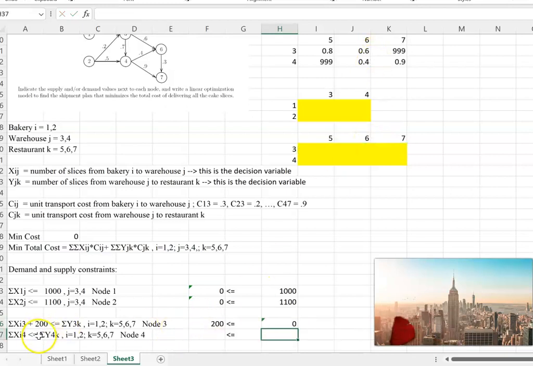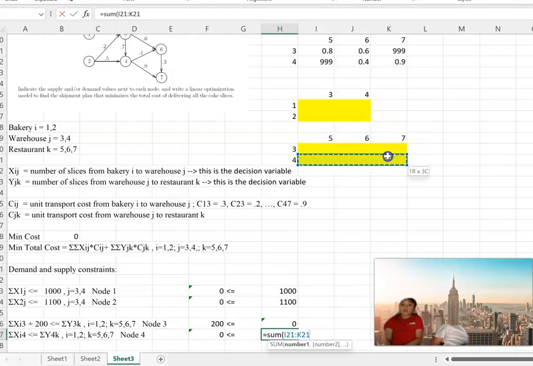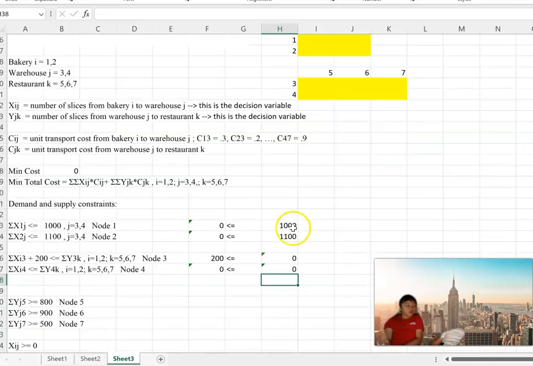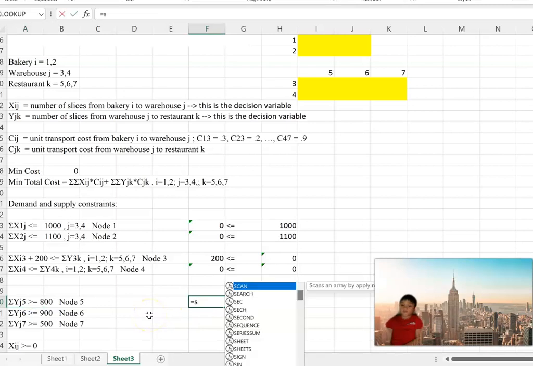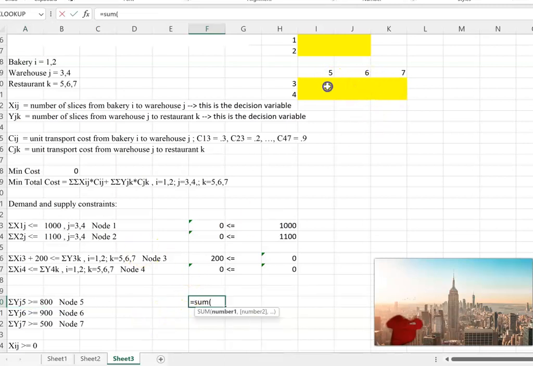Now here, everything that goes into node 4, this is it, must be less than or equal to everything that comes out of node 4. This one here. There. Now, this one says everything that goes into 5, this is it, must be greater than or equal to 800.